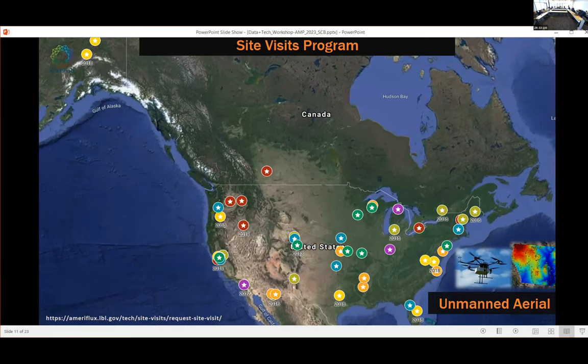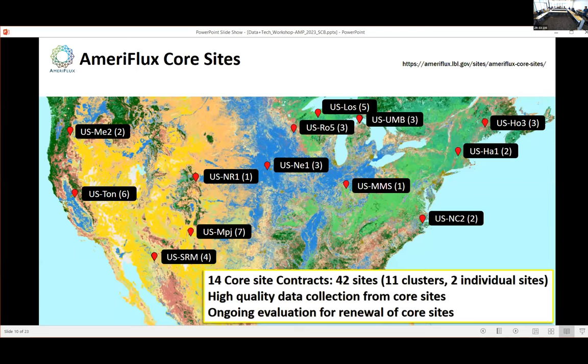Can I interrupt for just a second? If you go back one, there's a question in the chat. What is the color of the map? Oh, someone was, sorry. The background.